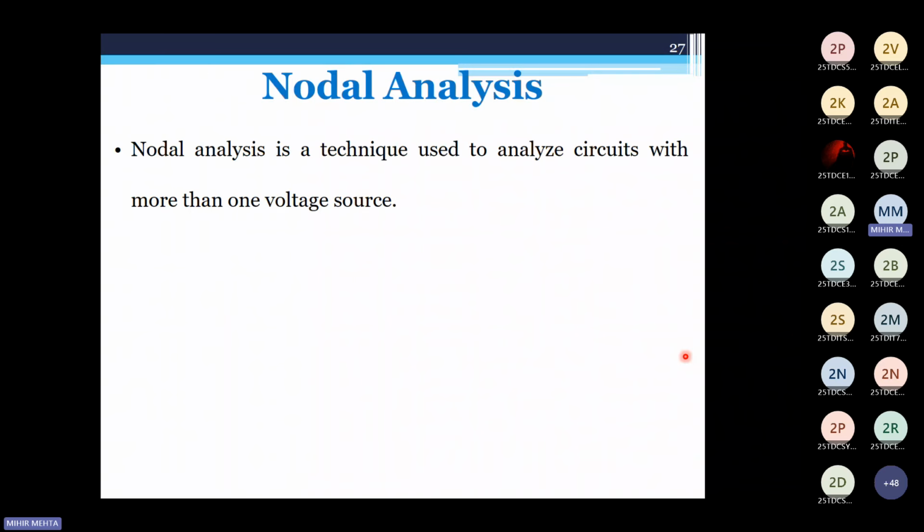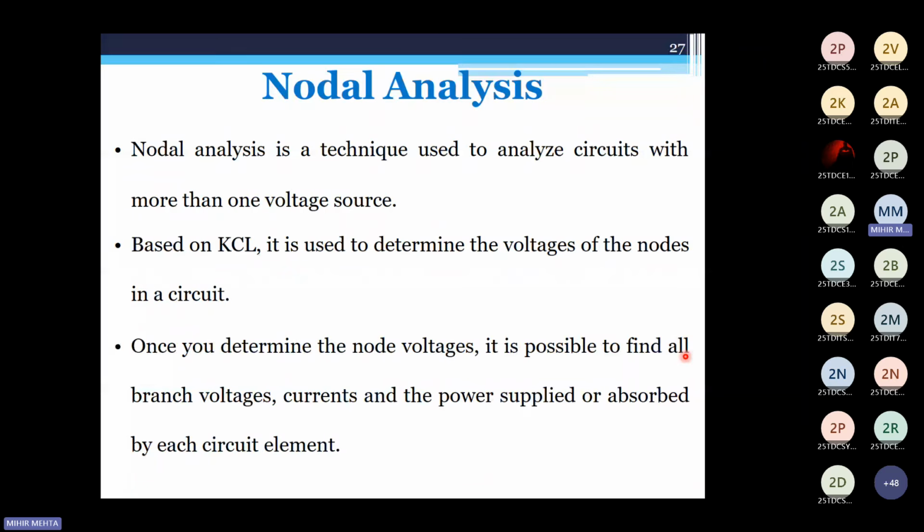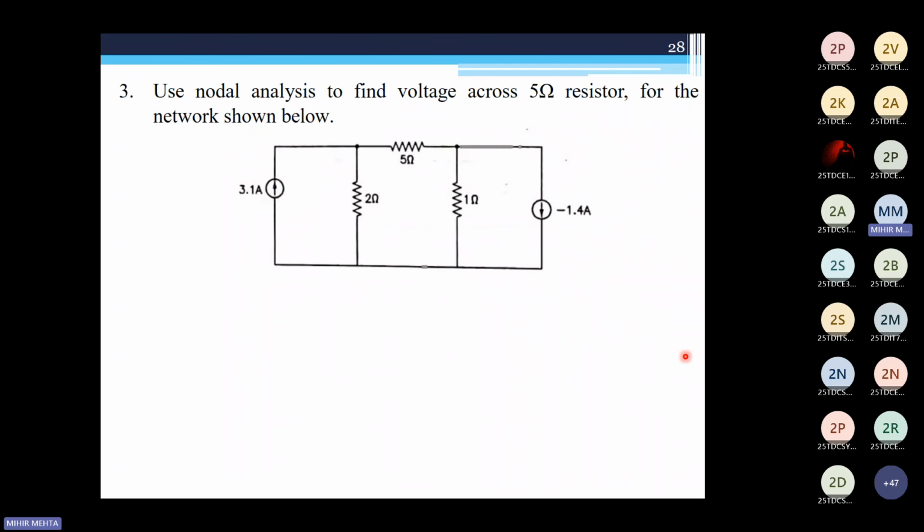Now we'll move to nodal analysis. When we talk about nodal analysis, we'll be applying KCL here. As far as mesh analysis was concerned, we were applying your KVL. Here we'll be talking about your KCL and we'll apply that here. Now let's have a look at the question.